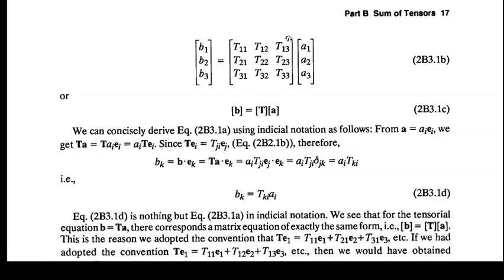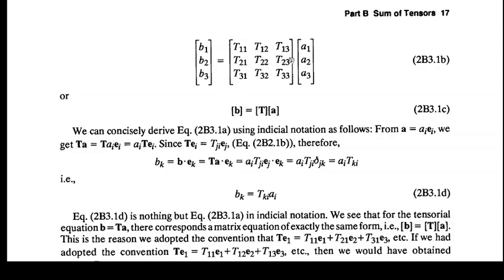Now we can write this into matrix form. We can write this as B1, B2, B3. Simply this is the matrix form. And from here you can get T11 A1 plus T12 A2 plus T13 A3, and that is B1, B2, and B3. Now this can be written as matrix B, matrix T, and matrix A. Now with the help of this, you can simply get B1, B2, and B3, the components of the transformed vector.